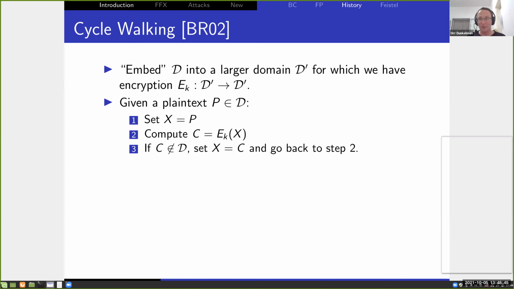Is the construction clear? Are there any questions about the cycle walking? Yes, no?